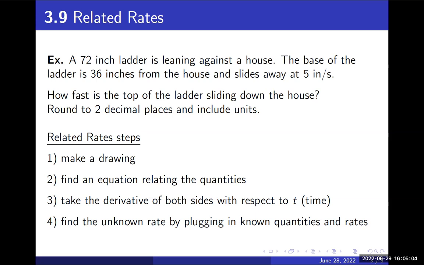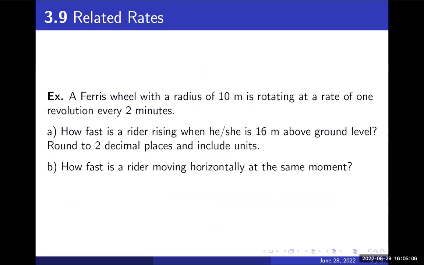Okay, let's get into some more examples. This is a fun one. A Ferris wheel with a radius of 10 meters is rotating at a rate of 1 revolution every 2 minutes. Look at a couple of questions. Part A: how fast is a rider rising when he or she is 16 meters above ground level?